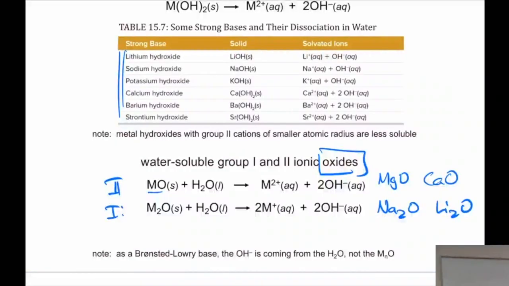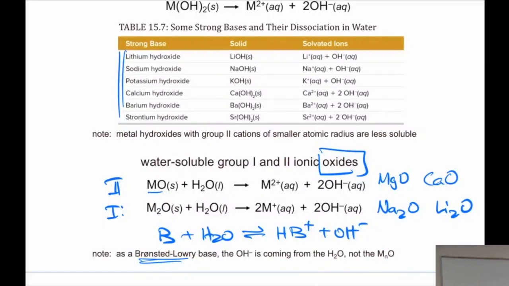Now, the generic equation I would describe for that, here's your base, there's your metal oxide, and we put that in water, and just like I showed you before, it's going to form hydroxide ions in solution, okay? It's going to make the solution basic. So here, now I'm showing you a Bronsted-Lowry definition of a base. It's accepting a proton from solution, and that proton came from the water. So there's what's left over.